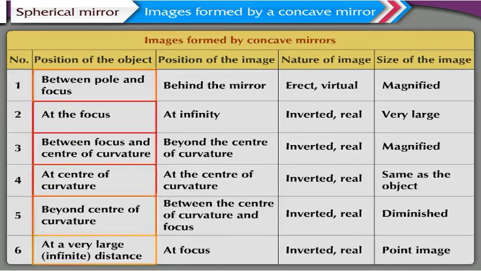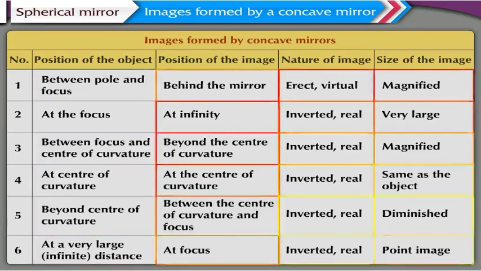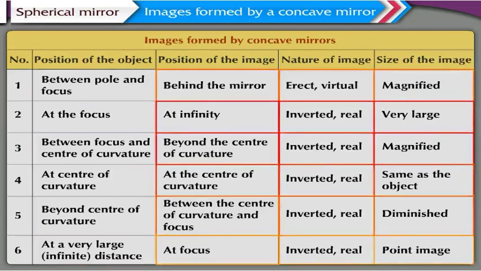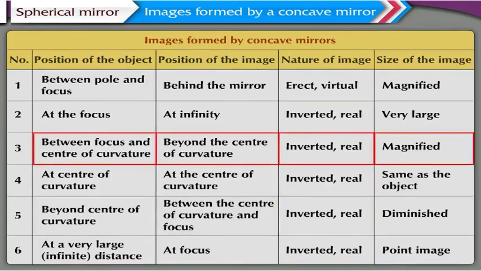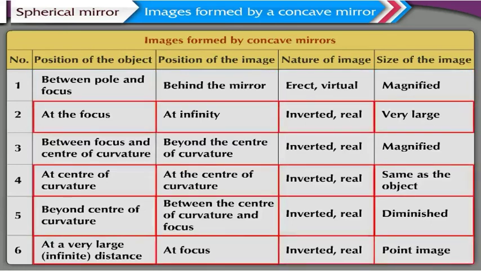Out of these positions, we have studied the position and type of images formed by a concave mirror when the object is placed between focus and center of curvature and between pole and focus. Come, let us now determine the position and types of images for other positions of the object and tally answers with the information given in the table.